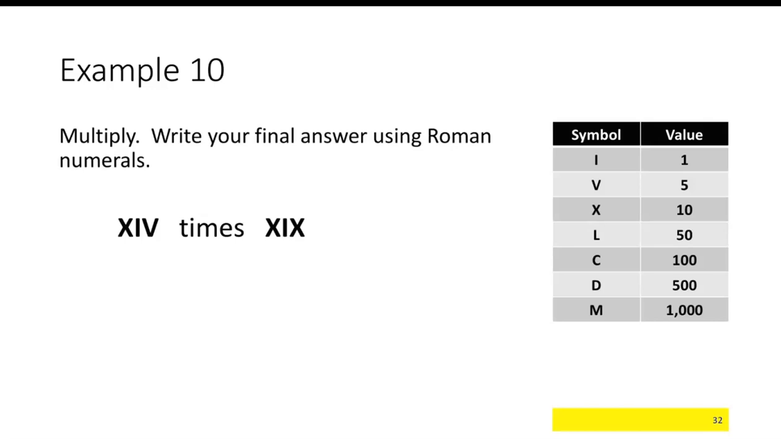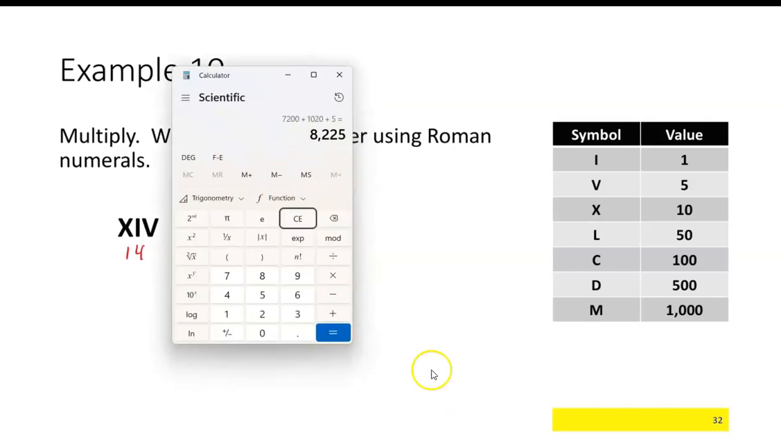Let's try a multiplication problem. So let's multiply and then write the final answer using Roman numerals. XIV is 10 plus 4, so that's 14, times XIX, 10 plus 9, so 19. So if I go 14 times 19, I get 266.